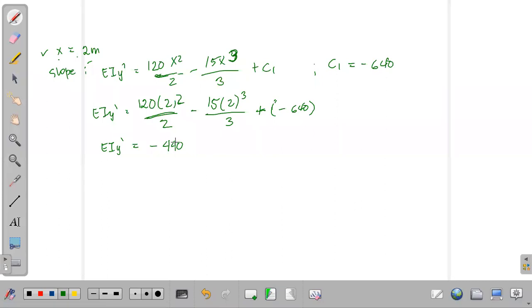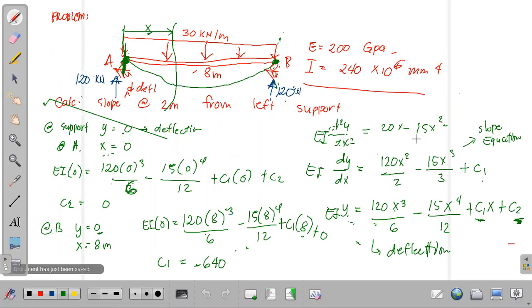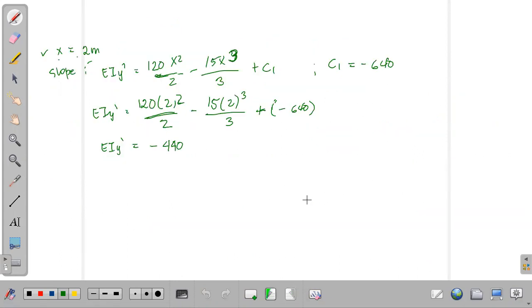Ano yung magiging unit natin dito pagka slope? Kilonewton meter. Pagka moment equation, ang unit natin dyan, kilonewton meter. Di ba? Nagdagdag tayo ng isang x, so ang magiging slope natin is kilonewton meter squared. Okay? Remember, ang unit ng moment is kilonewton meter sa equation. Tapos nagdagdag tayo ng isang x. Pag nag-integrate tayo, nagdagdag tayo ng isang unit ng x, which is meter. Okay? So, ito yung magiging slope natin.